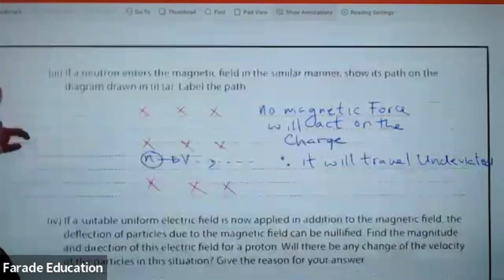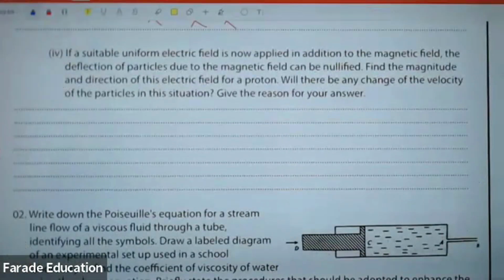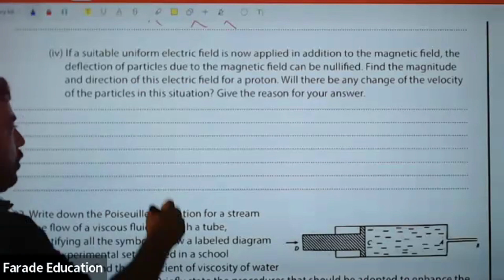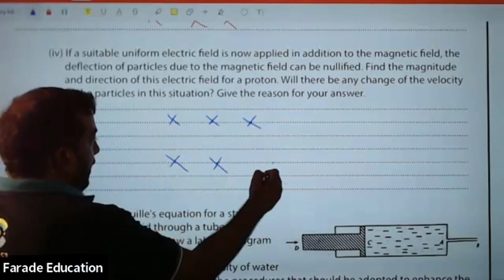Right. Moving on. If a suitable uniform electric field is now applied, in addition to the magnetic field, the deflection of particles due to the magnetic field can be nullified. Find the magnitude and direction of this electric field for a proton. Now here you go. This is your magnetic field into the paper.